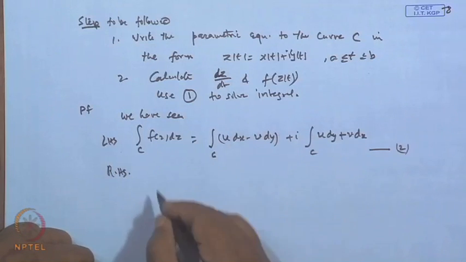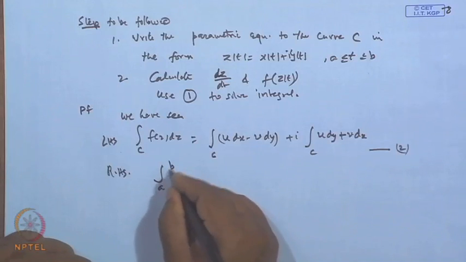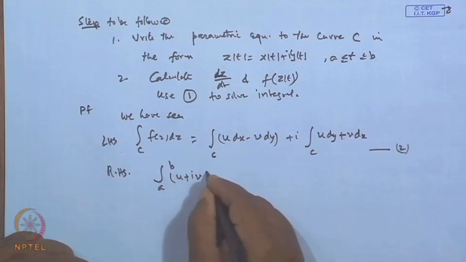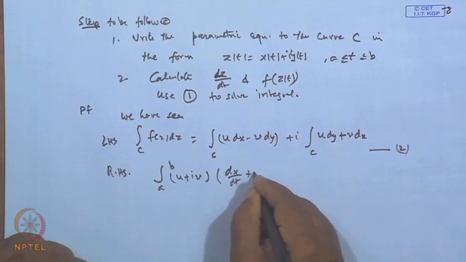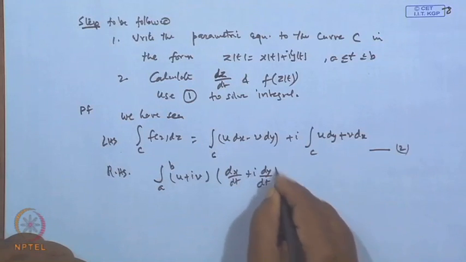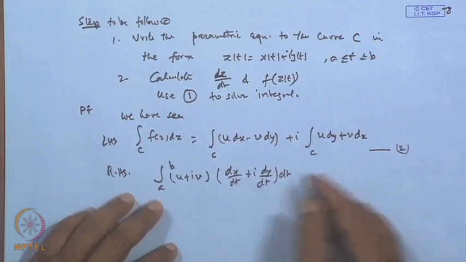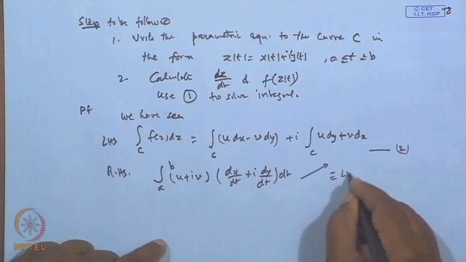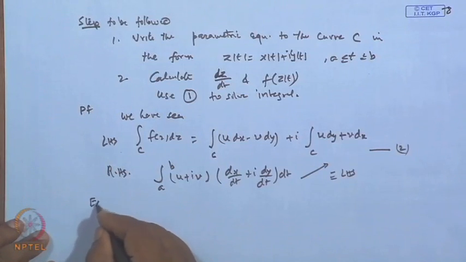What is the right hand side? The right hand side is the integral from a to b of (u plus i v), since f(z) is u plus i v, times dz, which means dx by dt plus i times dy by dt, and then dt, is it not? So, basically dt gets canceled, and when you open it, this comes out to be the same as the left hand side. So, this way we can easily get it. Okay. Let us take an example now based on this.